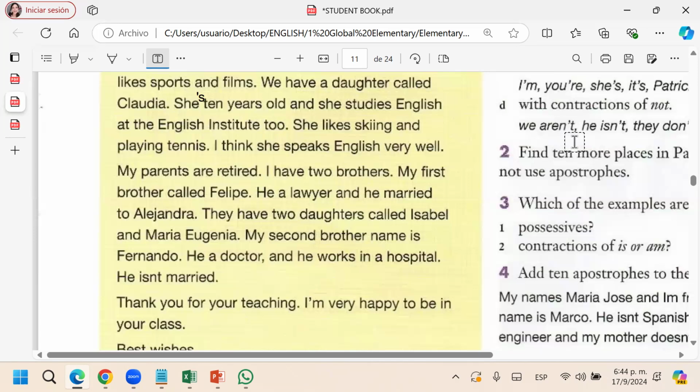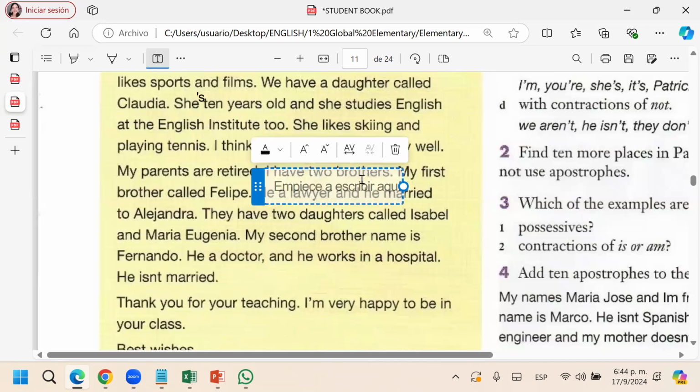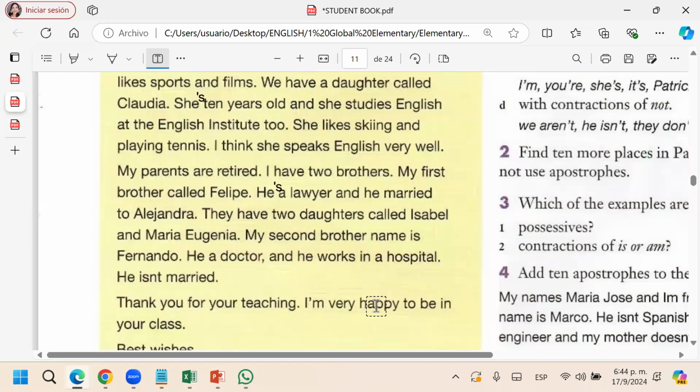So in this paragraph, what things do you think we can change? Parents are retired. Daniela, in which one? He's a lawyer. He's a lawyer. The profession. He's a lawyer. He's a doctor. He's a doctor. He's a lawyer. Yeah. The professions. And the apostrophe in isn't. He isn't.